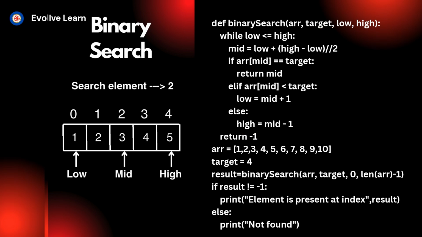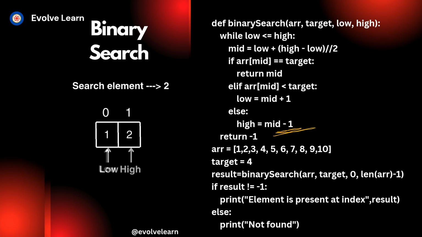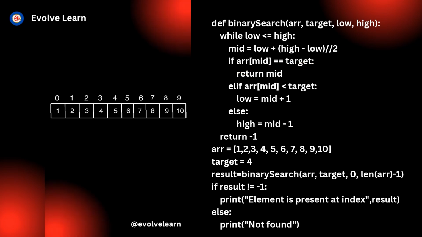We again check whether the value is equal to the mid or not. As 3 is not equal to 2, again the steps execute. As we know, these steps execute until the target element is found or the search space is exhausted. So we again go to this step and check whether the mid is equal to the target or not. As you can see, the mid is equal to the target element. We return this mid. Coming to the code, here the binary search function ends.